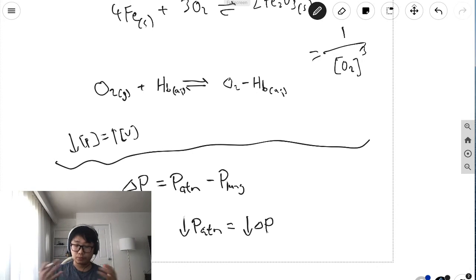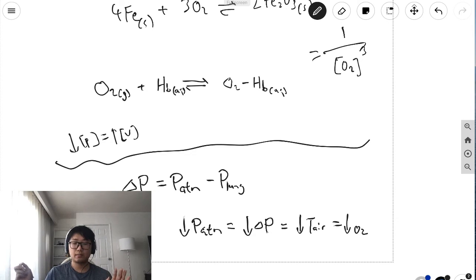Then if you're breathing less overall air, so less delta P means less total air, then you're going to have less oxygen being taken in. So that's just less oxygen being taken in overall. That has nothing to do with the equilibrium itself, though. Okay, so that's the biological perspective.